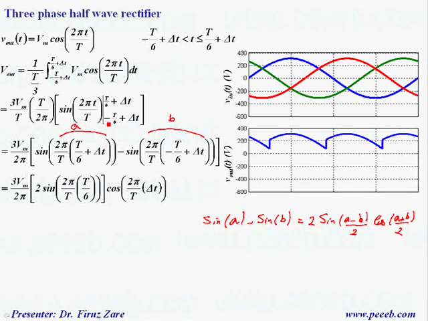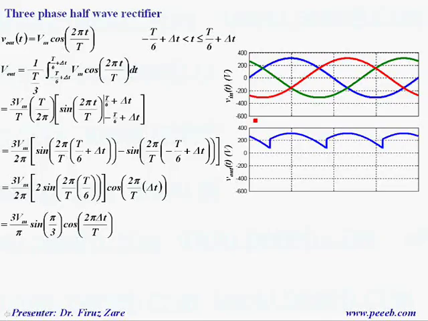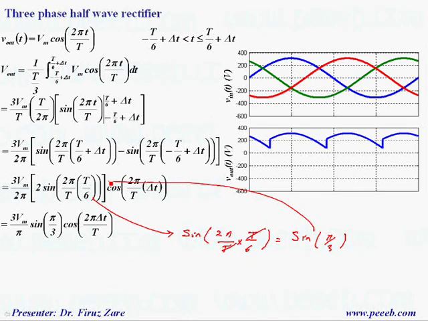So if we subtract b from a, we get this equation, and if we add a and b, we get this equation. So we can simplify them into the following equations. That means this term is sin of 2 pi over T times T over 6, which is basically equal to sin pi over 3. So this term, and we have this term as well.